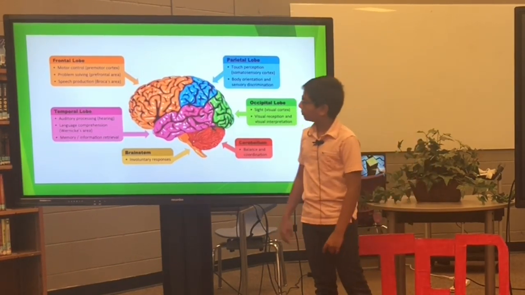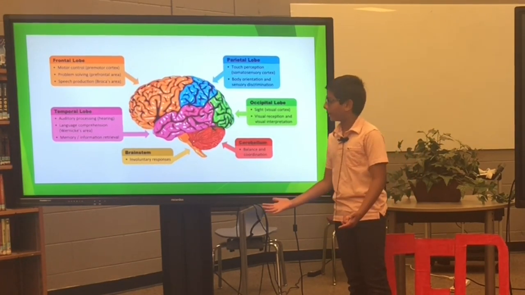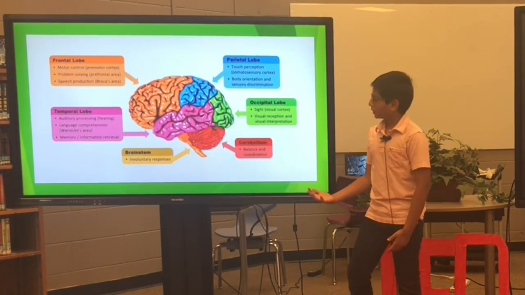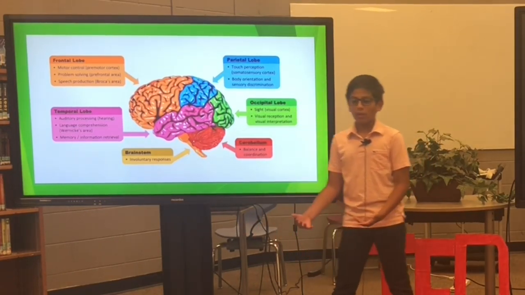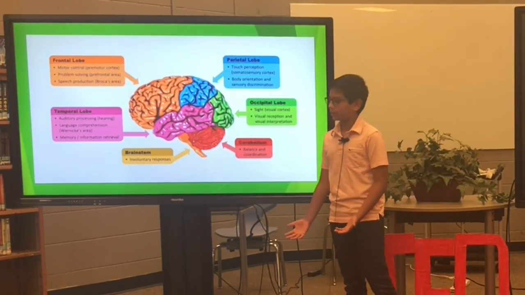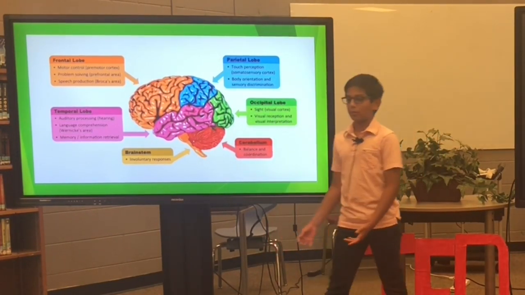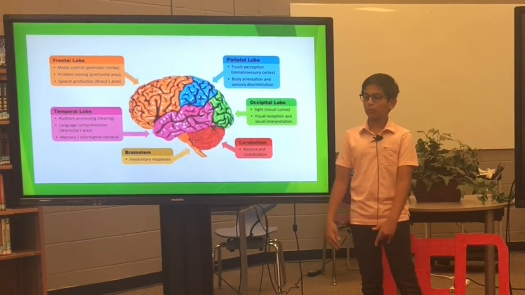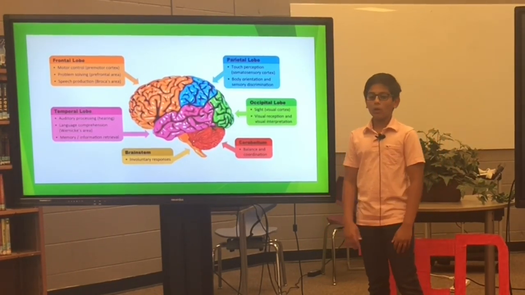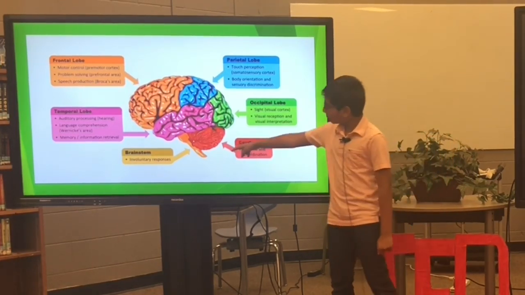Next, the temporal lobe. It's auditory processing, which auditory means hearing and processing means understanding. So you understand what people are saying. Also, language comprehension, which is basically the same thing as auditory processing, besides for language altogether. And then memory and information retrieval, which is kind of like files. You're looking through stuff that might have happened last week or last month or last year. It remembers stuff.